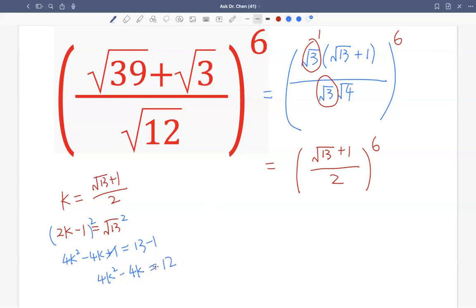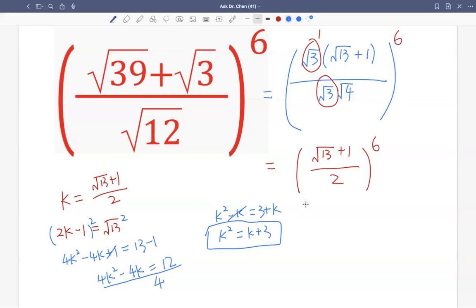Then I can divide this whole thing by 4. So write it as k squared minus k equals 3. Right? 12 divided by 4 is 3. So now I can rewrite this equation as k squared equals k plus 3. Right? Move this negative k to the other side, 3 plus k or k plus 3. So now this is beautiful, right? This allows us to reduce the power of k.